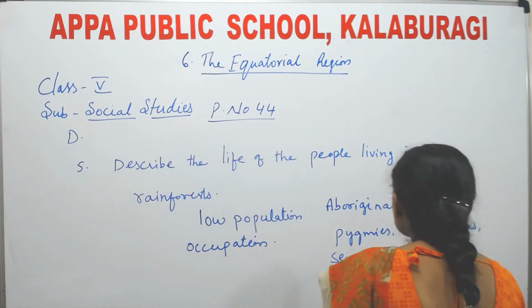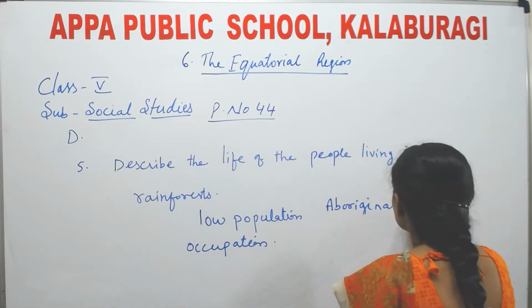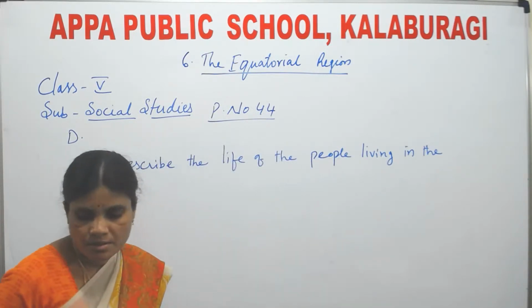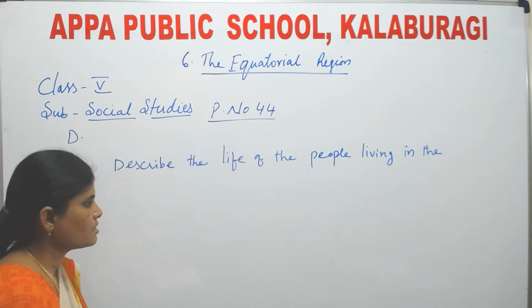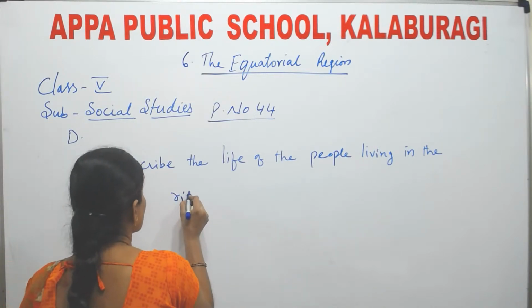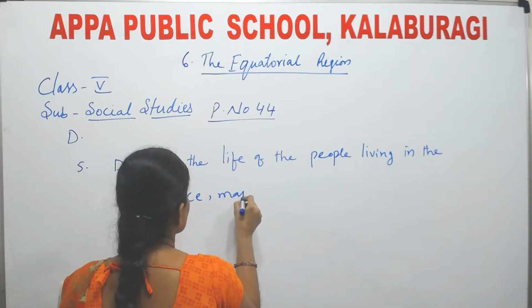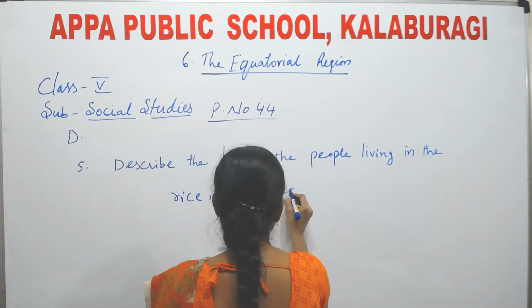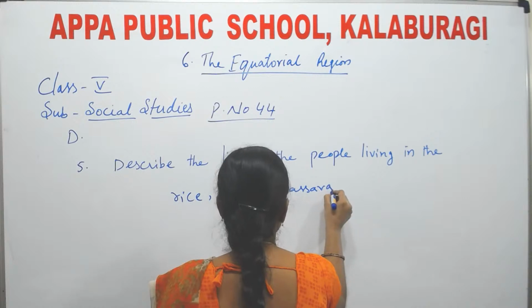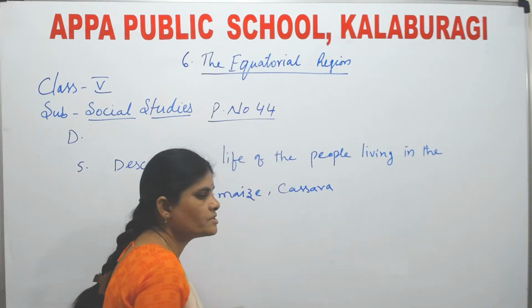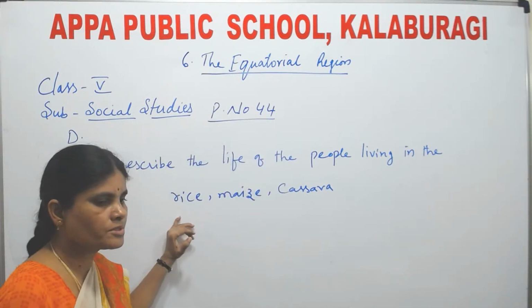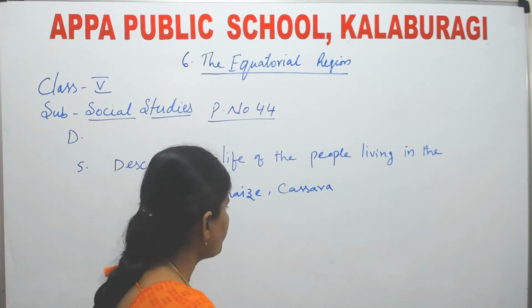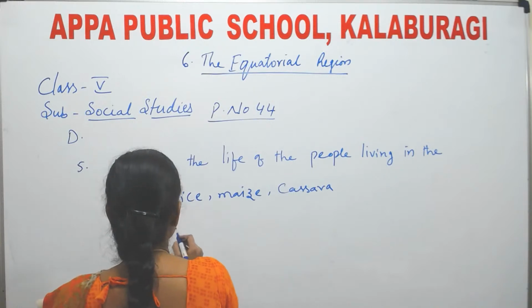What are the crops grown by these people? What are the crops grown in this region? Let us see now. Say rice, maize, and cassava are the main crops of this region. What are the main crops grown here? Rice, maize, and cassava. And what are the cash crops?